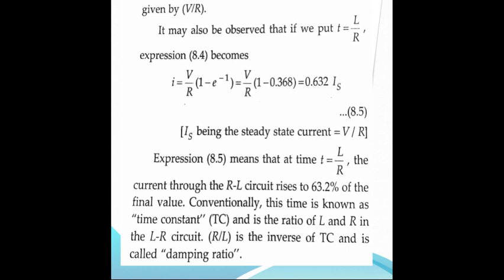So, conventionally, this time is known as the time constant Tc, and it is the ratio of L and R in the LR circuit. And the reverse of the time constant is known as the damping ratio. What is the time constant? Time constant is the ratio of L to R at which the current exponentially rises up to 63.2% of its final value.